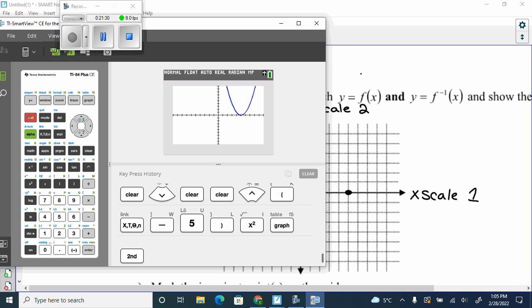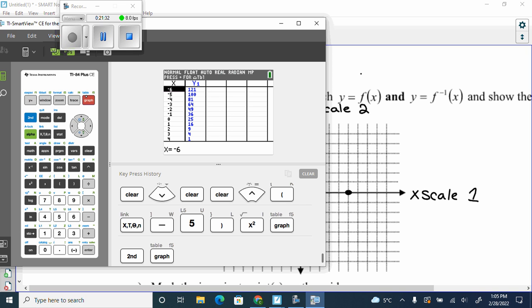So you have to go second graph, and why do we do second graph? Whenever we press second, what are we looking for? The word above, right? So it's the word above graph, which is actually table. So that's why we're pressing second graph, because the word above graph is table, right?